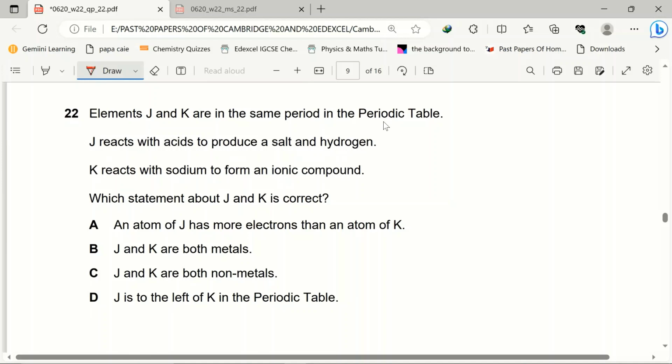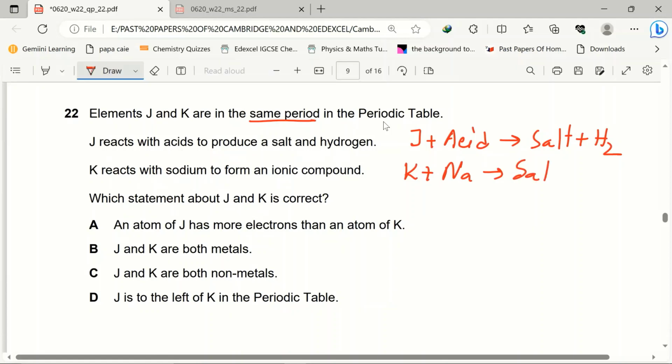Question number 22, elements J and K are in the same period in the periodic table. J reacts with an acid to form salt plus hydrogen gas. And K reacts with sodium metal to form an ionic compound, means salt. Which statement about J and K is correct?